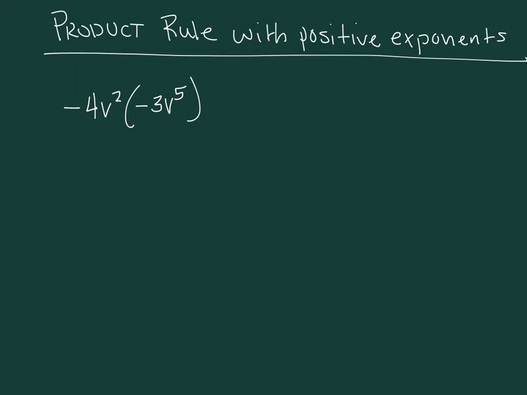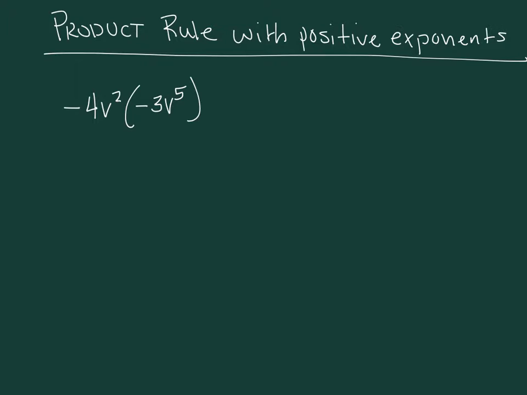First off, let's make some identifications. We can see here that we have a whole number, or excuse me, not a whole number, an integer. And then we have another integer here. We can see we have a variable v, and this variable is to the second power, and this variable is to the fifth power. We also know that parentheses mean multiplication. We also know that when I have an integer next to a variable, this also means multiplication.